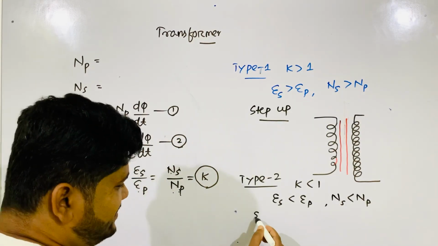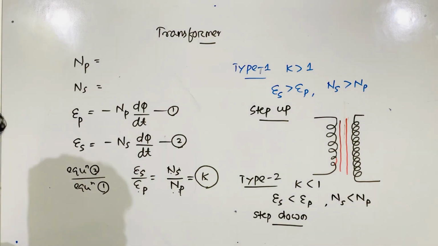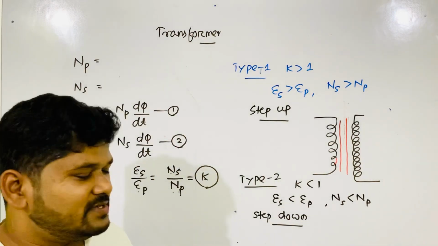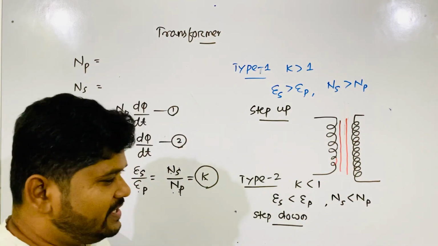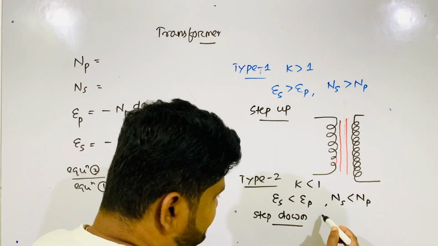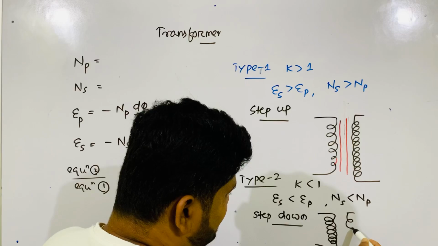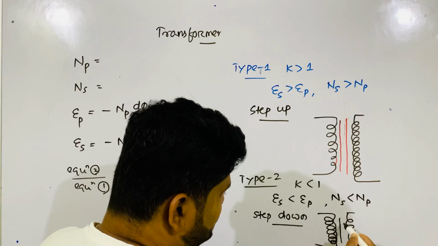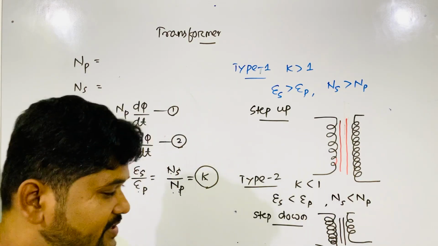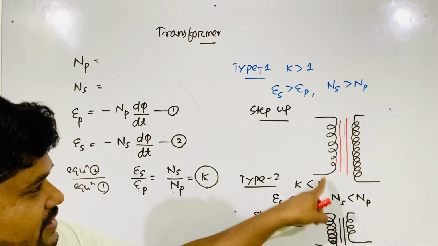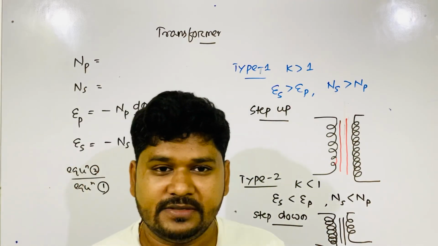So which transformer is that? Step-down transformer. And what is the symbol? Just make the number of turns of the secondary less than the primary. This is the primary number of turns and this is the secondary number of turns, you see, with two lines between them. This is the symbolic representation of the step-down transformer.